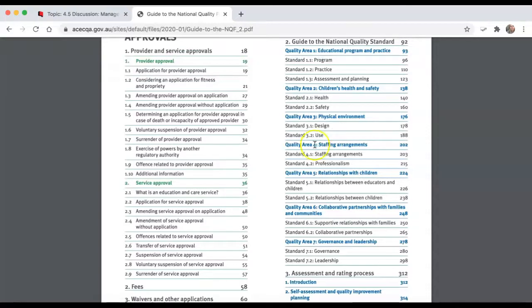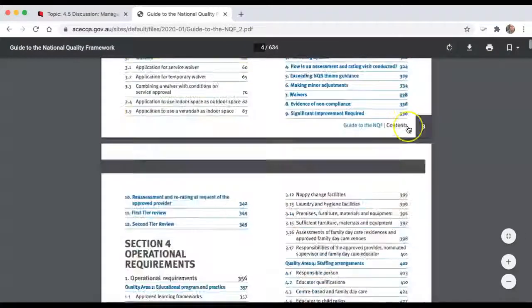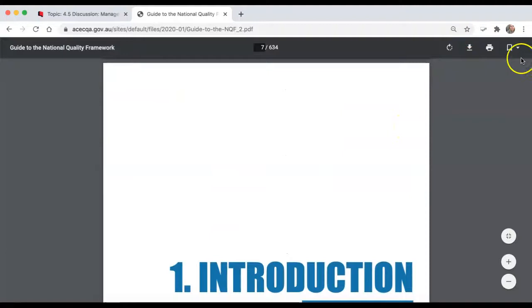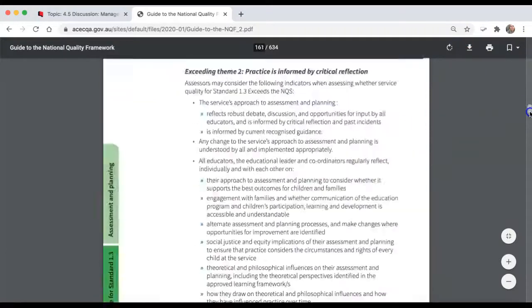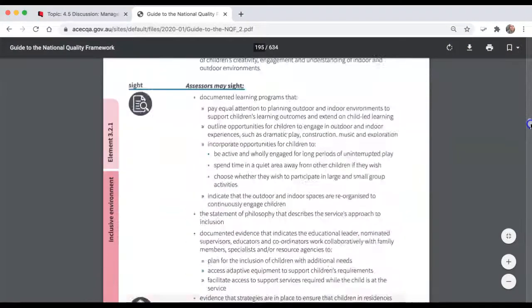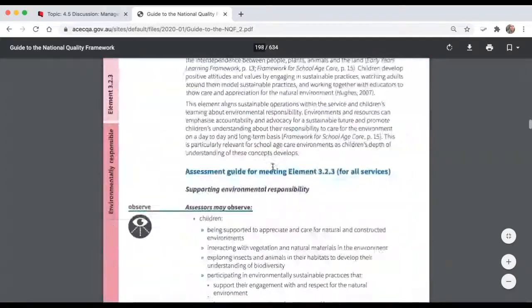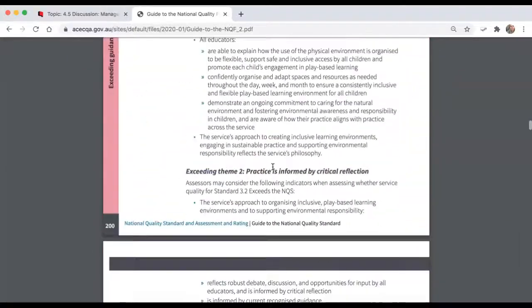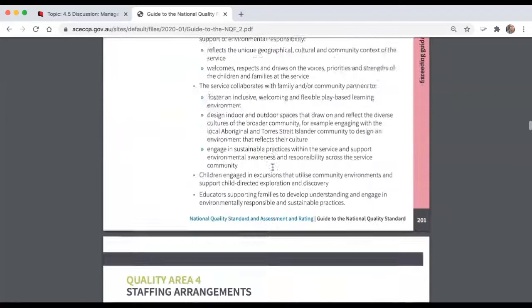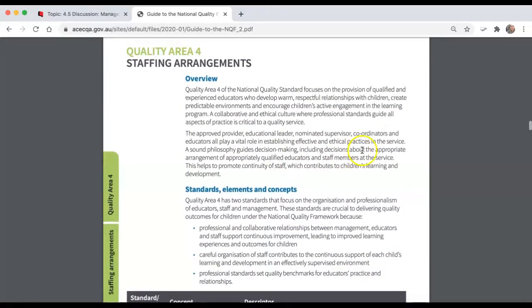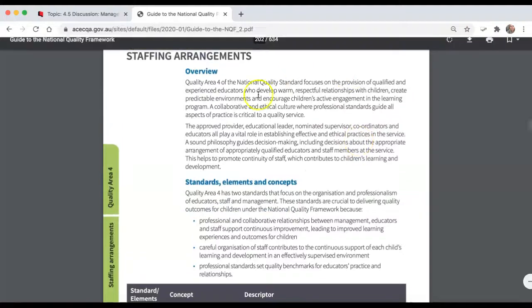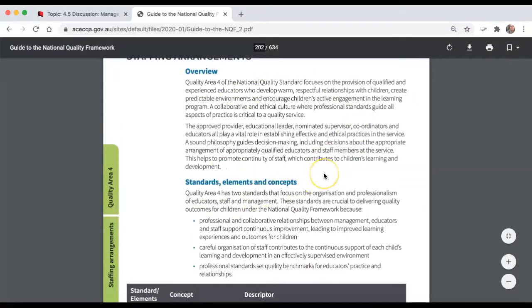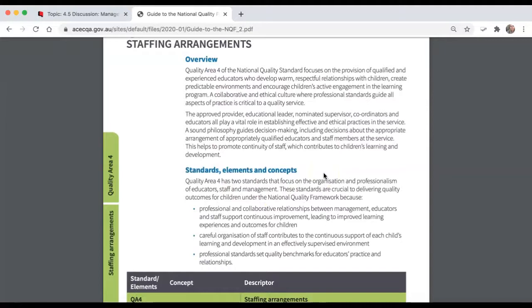So I'm just going to choose quality area 4, which is staffing arrangements. And it's quite a long document, as we can see. There's 600 odd pages. So I'm just going to scroll down to probably about 200. Apologies that it's so long. Okay, so we've got quality area 4, which is staffing arrangements, and it gives you a little bit of an overview on what's expected in this quality area.